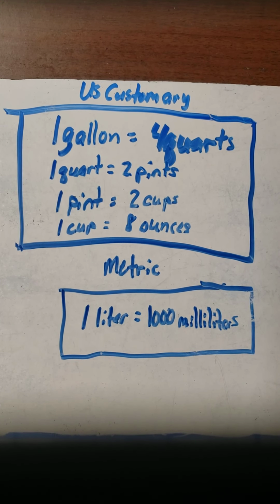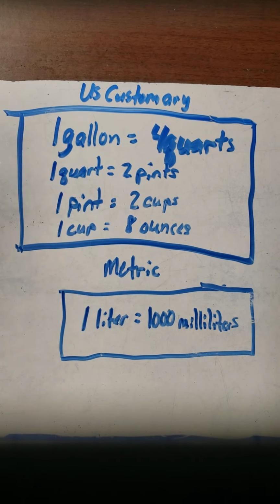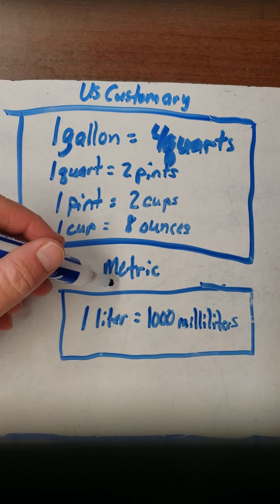New concepts. To measure quantities of liquid in the U.S. customary system, we use the units gallon, quarts, pints, cups, and ounces. In the metric system, we use liters and milliliters. The relationships between units within each system are shown in the following table. Okay, so this is your U.S. customary. Okay, this is your metric.